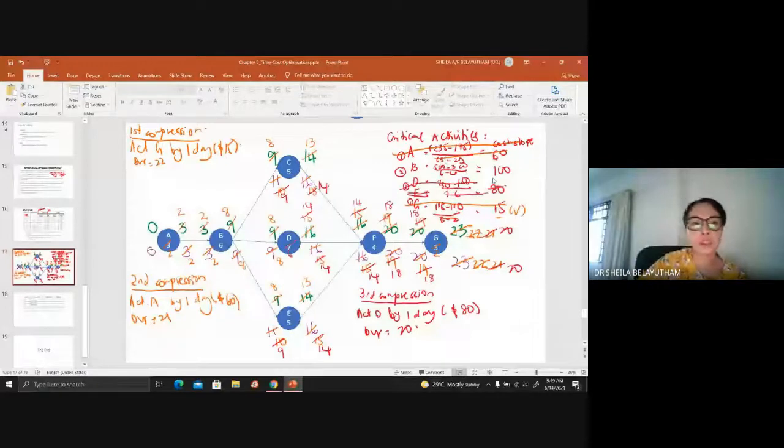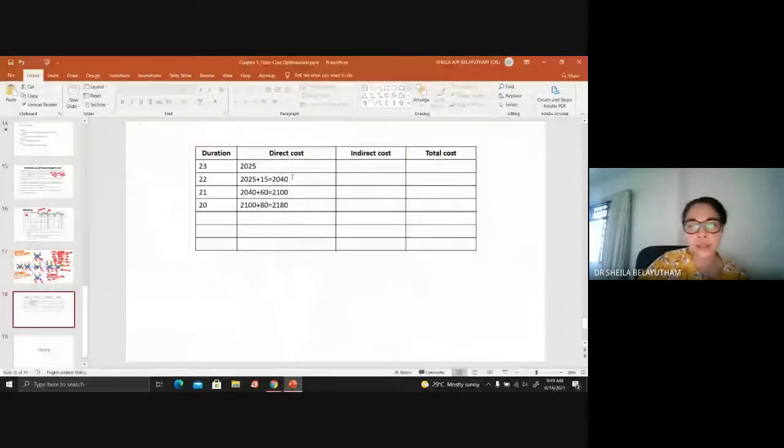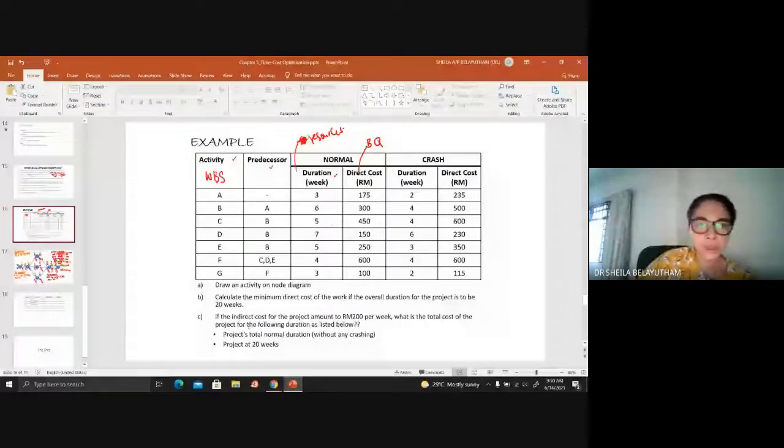Okay, so at this moment, you can see that if we started crashing with activities at the beginning, so let's say we started the first compression with activity A at 60, and then we crash activity B at 100. The direct cost will be higher here. So that is the thing we don't want. We want to start from the minimum. That's the idea.